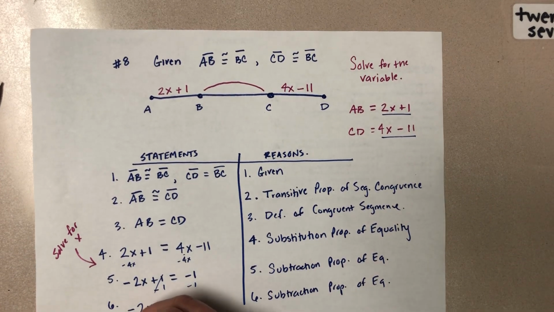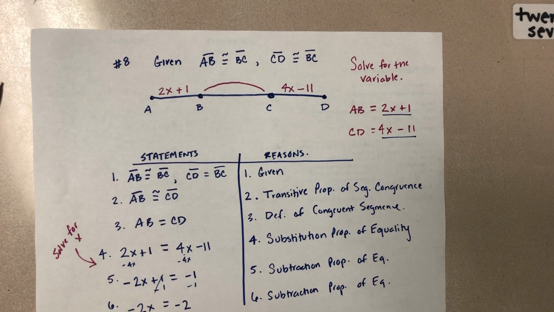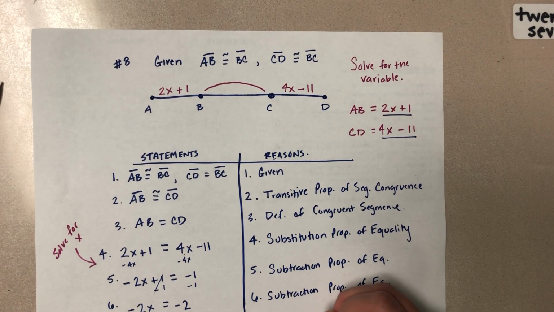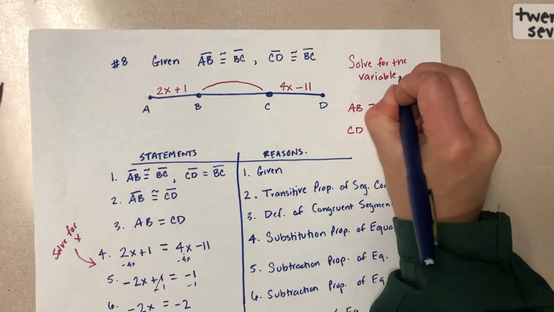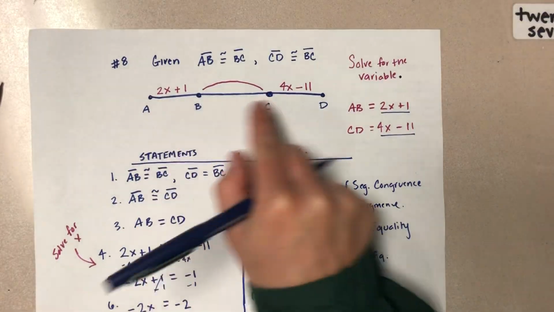And then the final step, number 7, how do we finally solve for x? Well, we're going to use division. We're dividing by negative 2. So negative 2 divided by negative 2 is 1, leaves us with x equals negative 2 divided by negative 2, which is positive 1. So our final step, number 7, is going to be the division property of equality. And the reason we know to stop here is because we have solved for the variable, which is what they've asked us for, and x equals 1.